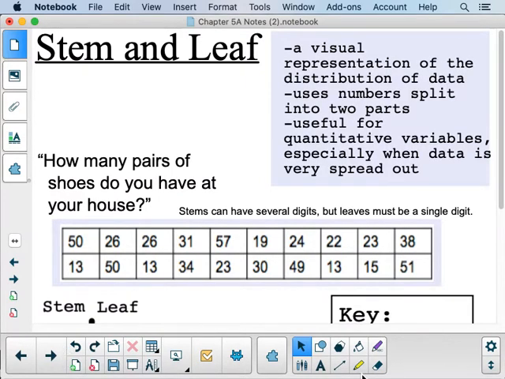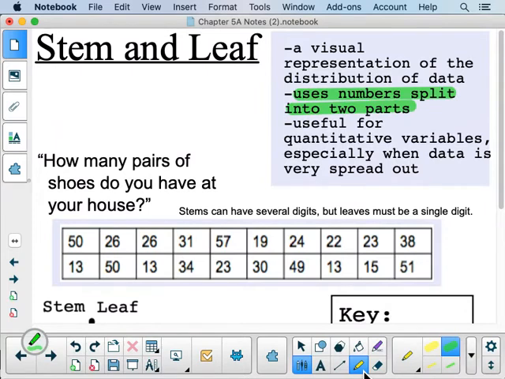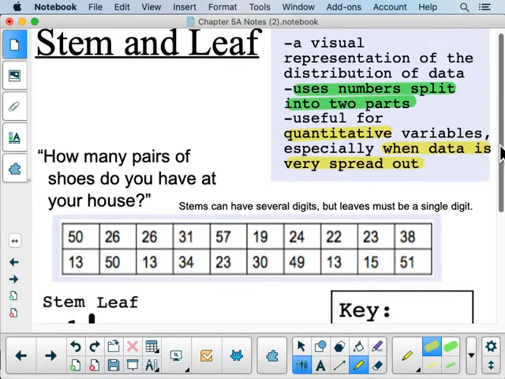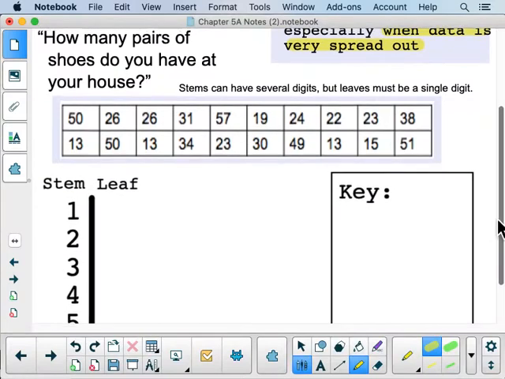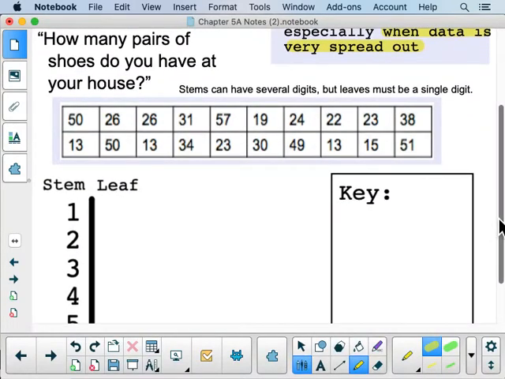Okay, it uses numbers that are split into 2 parts. So we try to find a stem and a leaf part of each number. Okay, it's for quantitative variables, so it's for number answers, and it's good when the data is spread out. It's better than a dot plot when the data is spread out because dot plots would need a really long number line. So if your data is like 0 to 100, it's better to use a stem and leaf plot. All right, so the first one says, how many pairs of shoes do you have at your house?